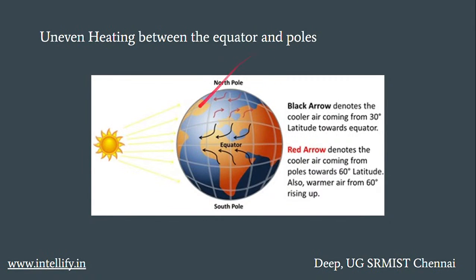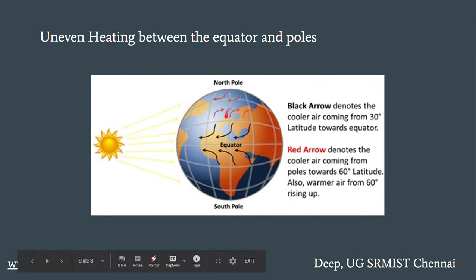So if you see in this particular image, there are black arrows and red arrows. So the black arrows denote the cooler air coming from 30-degree latitude towards equator, and red arrow denotes the cooler air coming from poles towards 60-degree latitude. Also warmer air from 60 degree rising up.